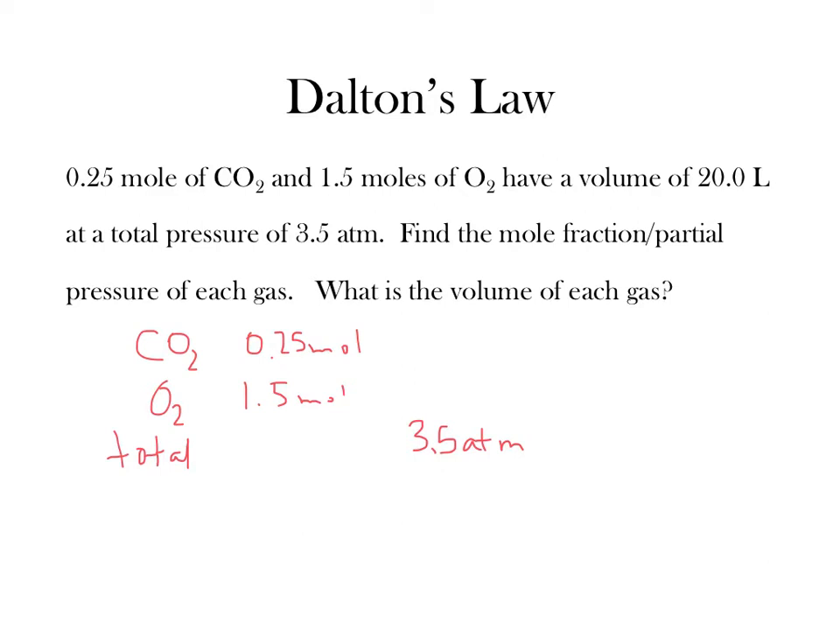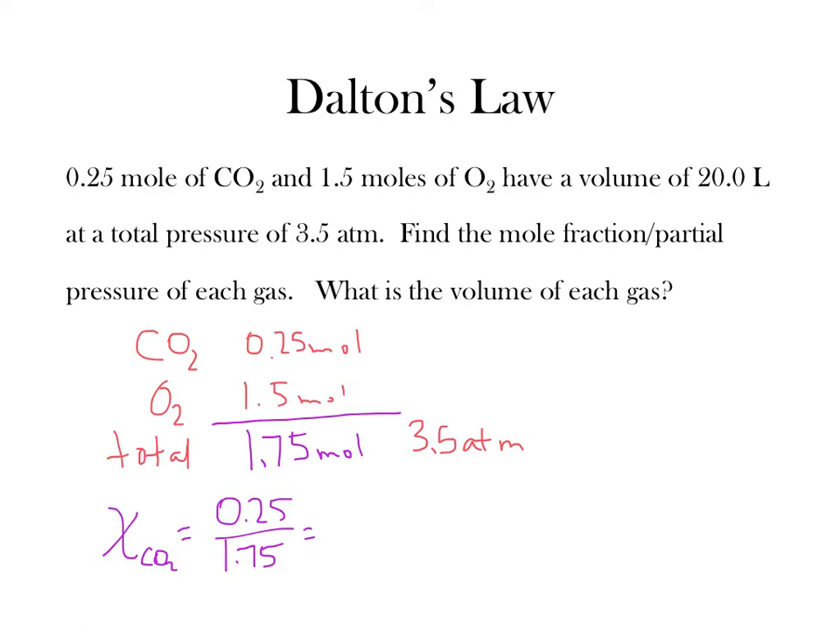So first of all, I've got a total. I'm going to find the total number of moles. This is 0.25 plus 1.5 is 1.75 moles total. And let's remember what mole fraction is all about. Mole fraction is the part moles divided by the whole moles. So if I was looking for the mole fraction of CO2, that'd be 0.25 over 1.75. Remember, with mole fraction you don't have to multiply by 100, so it's just that.